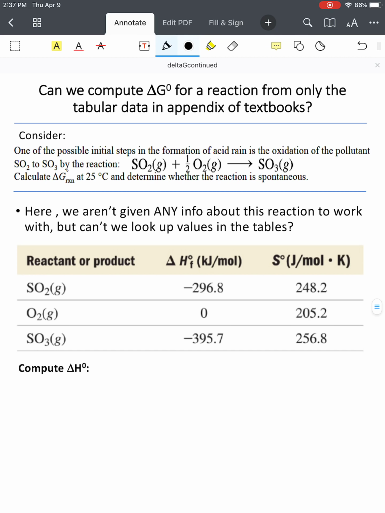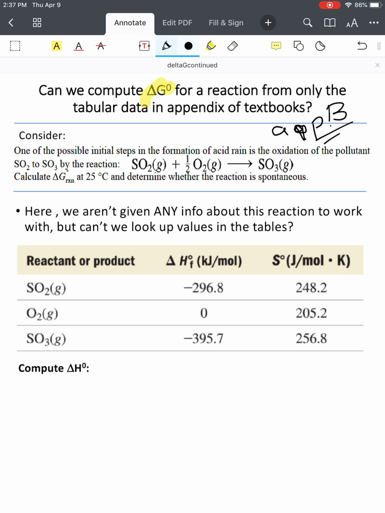So next type of problem. Can we compute the standard Gibbs free energy change for a reaction from only the tabular data in the appendix of textbooks? And remember, in your book, it's appendix B. B as in boy. Check that out sometime, okay?